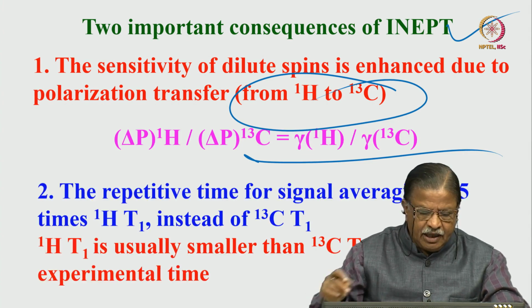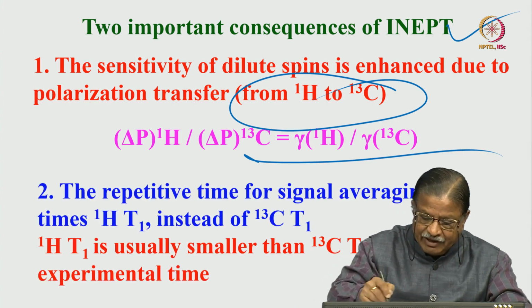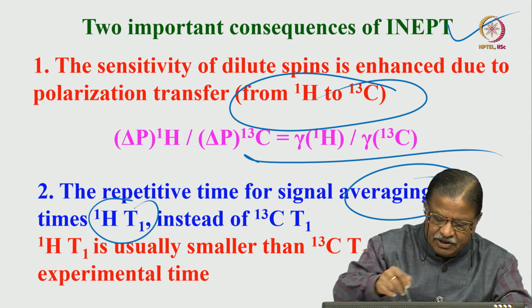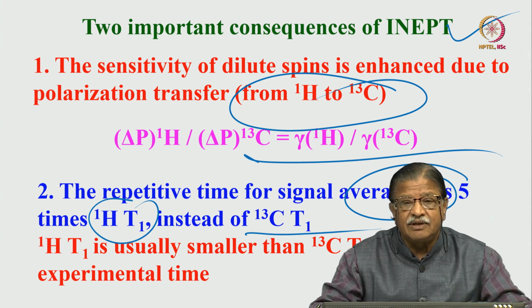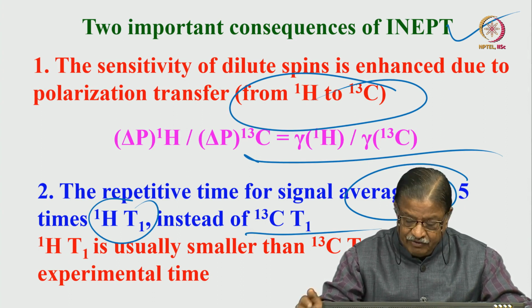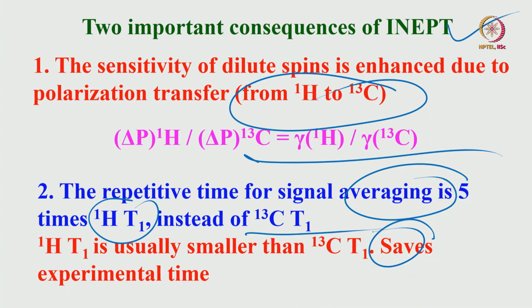Now secondly, the repetitive time for signal averaging is 5 times proton T1 instead of 5 times carbon T1. Carbon T1 is always larger than proton T1 usually. It means we can use 5 times proton T1, which will save the experimental time for me, because the repetitive time is now 5 times proton T1 instead of 5 times carbon 13 T1. As a consequence, there is enormous saving in the experimental time when I do INEPT. Not only gain in intensity, there is also saving in the time.